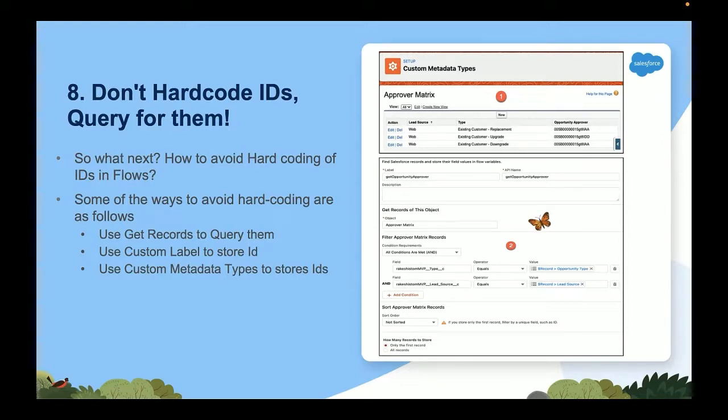The best part is if the business wants to change the opportunity approval for a customer existing upgrade, you have to just go to the custom metadata type and do that. It can be done by a system admin as well, or any person who has access to the setup. No skills are required to update the flows. There are other ways as well. You can also use custom labels to store it, or you can use a custom object in some situations. But never, never, ever hard code the IDs.